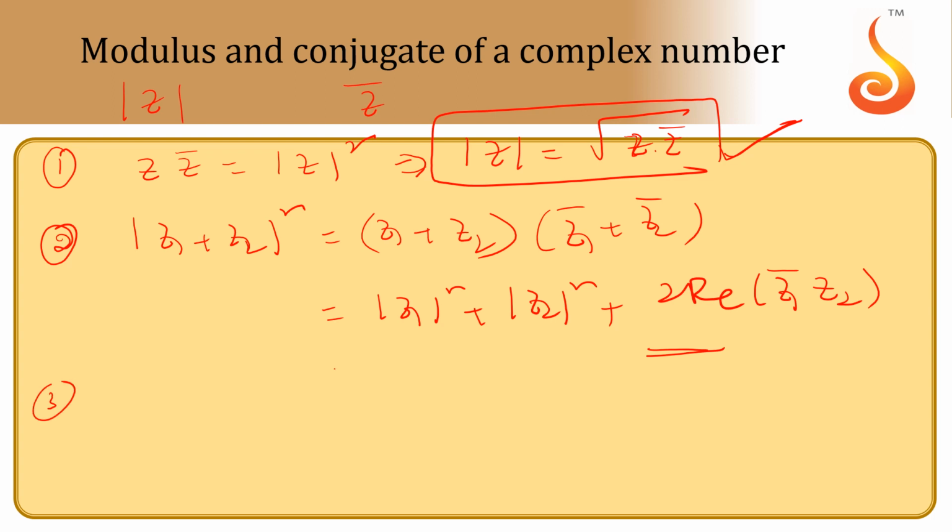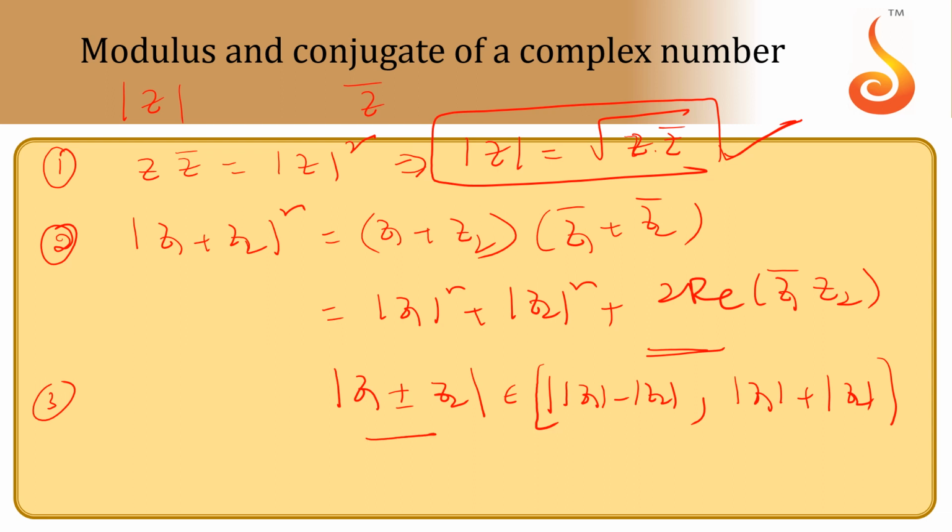And modulus of z1 plus or minus z2 always lies between the difference of the individual moduli and the sum of the moduli. That means the minimum value of mod of z1 plus z2 or mod of z1 minus z2 is the difference between the individual moduli, and the maximum value is the sum of the individual moduli.